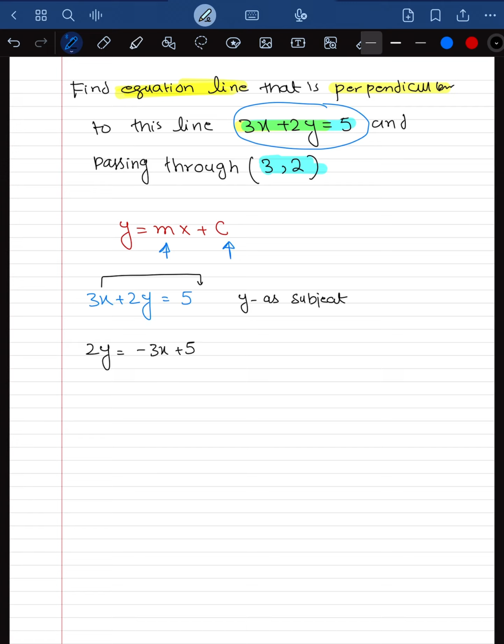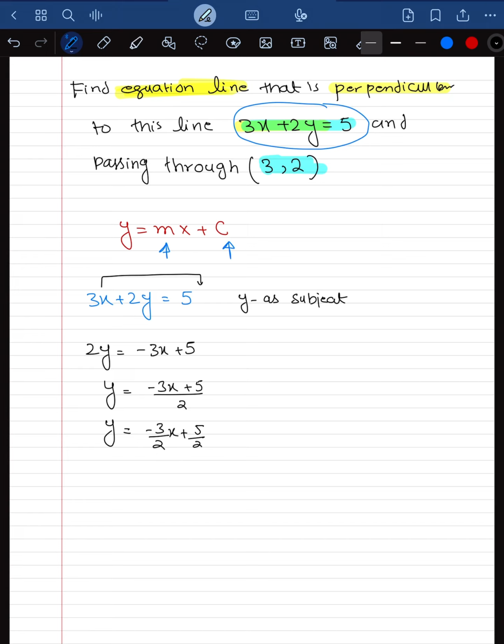plus 5. And you may notice that I am writing the x as the first term. I'm not writing the x after the 5. I'm always writing the x first, because in the standard form we have x as the first quantity, then the c. So that's why I'm writing x first. So now 2 will divide on the other side, so it will become minus 3x plus 5 over 2. We can also write it as minus 3 over 2 x plus 5 over 2.